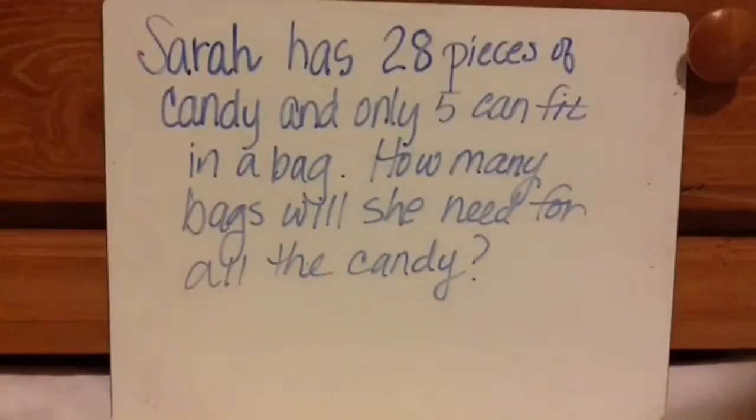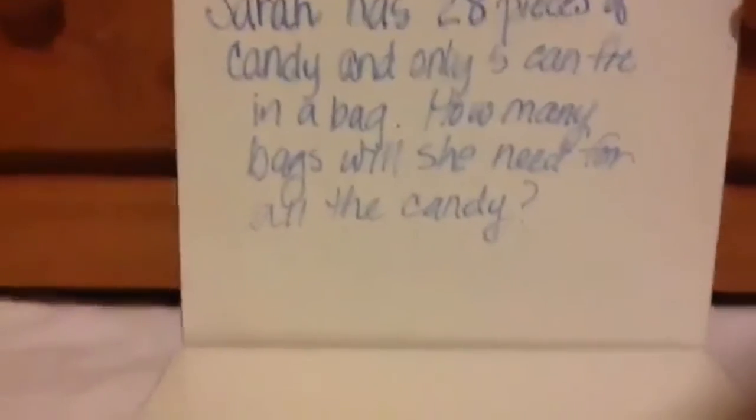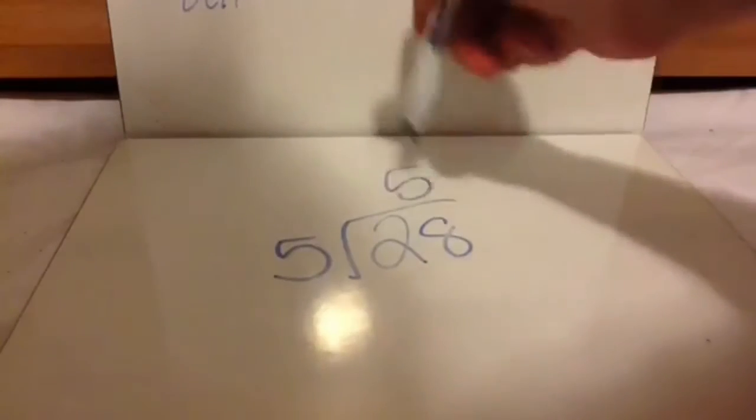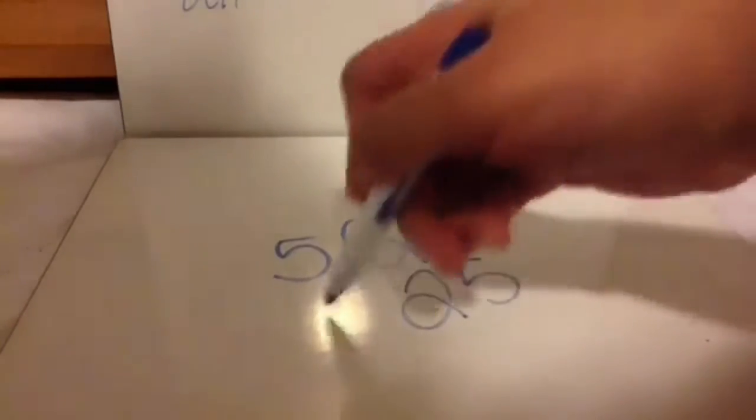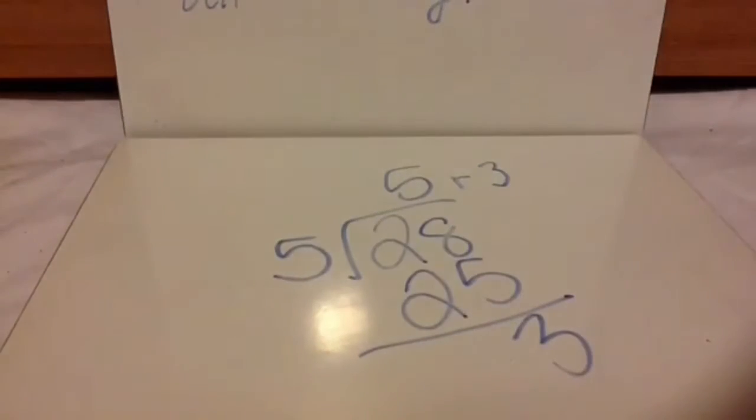Let's look at another question. Sarah has 28 pieces of candy and only 5 can fit in a bag. How many bags will she need for all the candy? So if I were to just solve this like a normal division problem, I know that's division because I'm taking 28 pieces and dividing it into groups of 5, or 5 per group. So 28 divided by 5. 5 goes into 28 5 times. 5 times 5 is 25. 3 left over. So 5 remainder 3. So it's like saying I have 5 bags and then 3 candies left over.